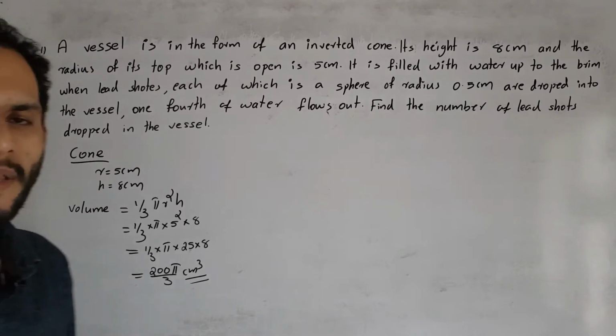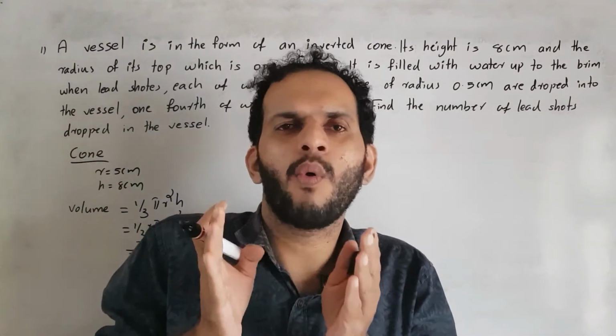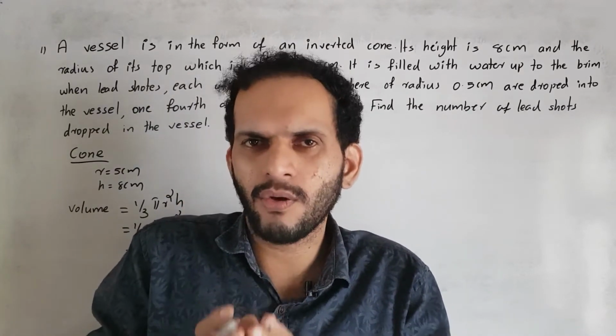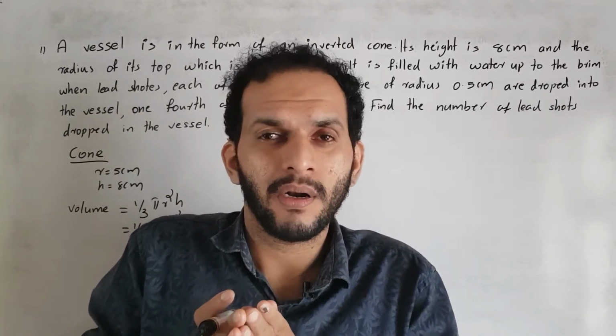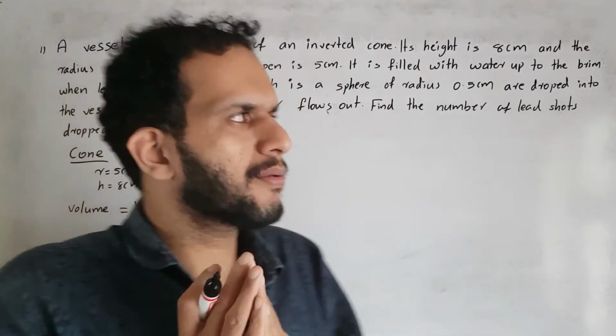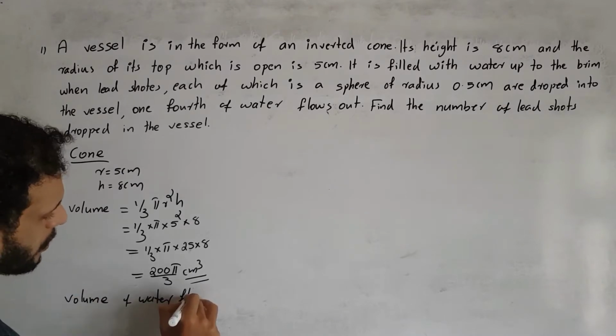That means the amount of water in that vessel. Now what is the amount of water in that vessel? The amount of water in that vessel is equal to 200 pi by 3 cubic centimeter. Okay, then next, the volume of water flows out.